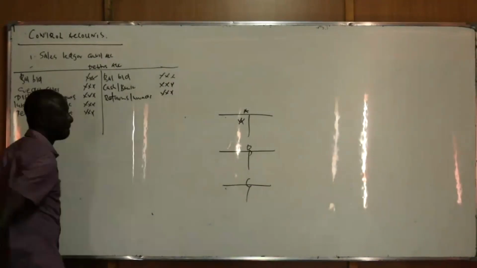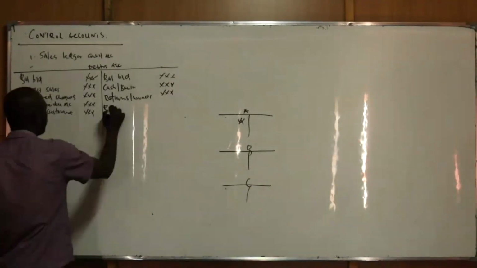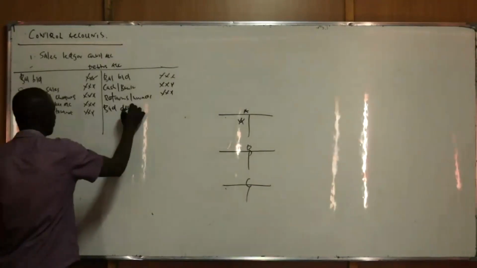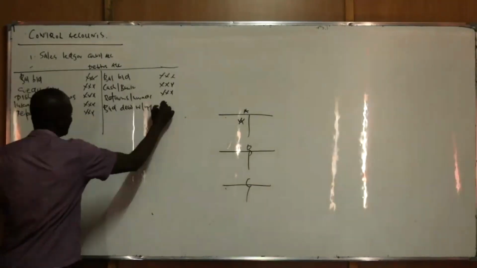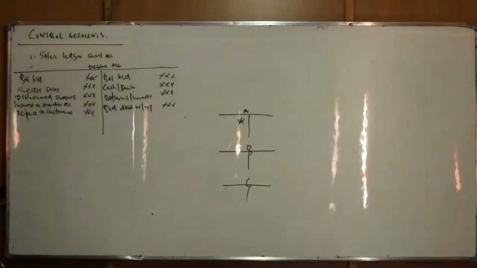Some of them will not pay at all. We call them bad debts written off. So we discover that this debtor will not pay. So we don't carry that amount in our books. We eliminate it by writing off the amount. We call it bad debt. So we eliminate it. Some of them we call it contra.